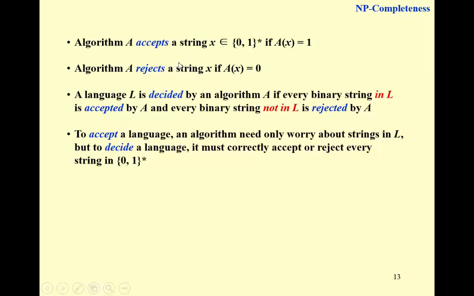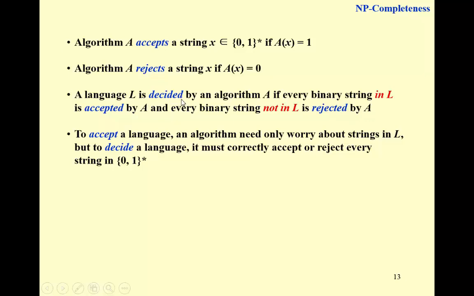Now let's first go through the definitions quickly. We say an algorithm A accepts a string if A of x is 1. An algorithm A rejects a string if A of x is 0, means it answers no. This is to answer yes. Okay, a language L is decided by an algorithm A if every binary string in L is accepted by A and every binary string not in L is rejected by A.